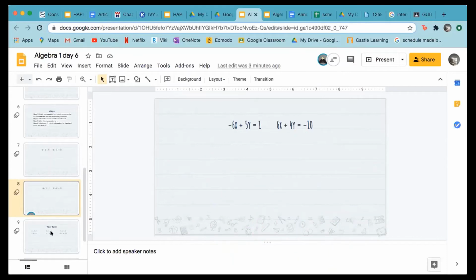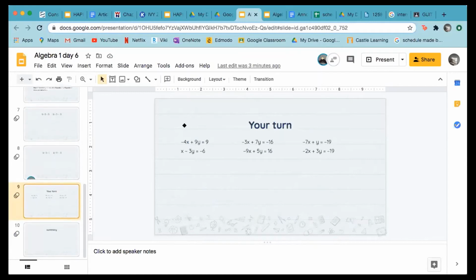Try these examples on your own. There's 3 questions because in each question you need to have 2 equations.